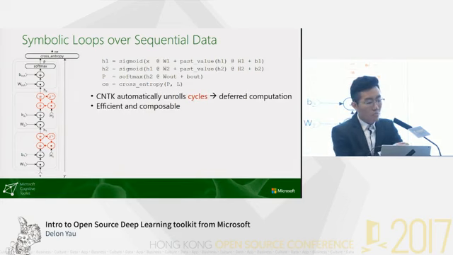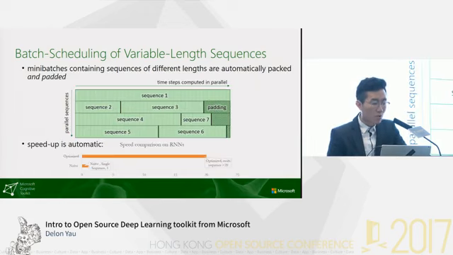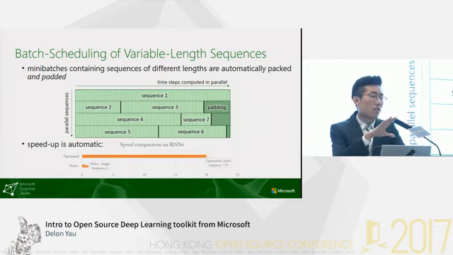This shows you symbolic loops of sequential data, and how we make them more efficient, but I'm not going to discuss this in detail. And then batch scheduling, making sure that all the tasks are processed in the most efficient way. We have some patterns to fill in those gaps in between the tasks. This is like a Gantt chart that does all the scheduling, to speed up the GPU processing.